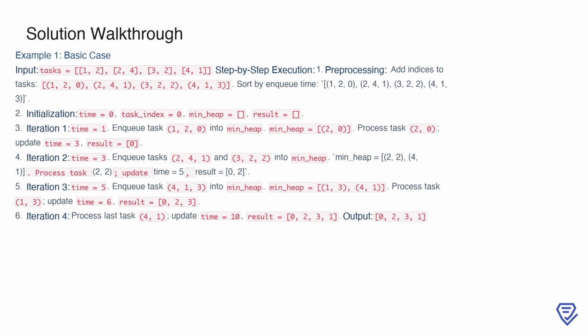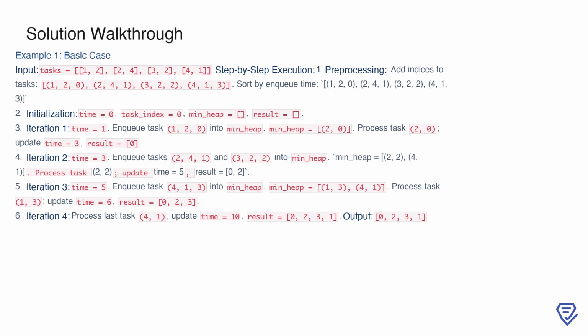In the first iteration, at time equals 1, we enqueue the first task, [1,2,0], into the min_heap, making it [2,0]. We then process this task, which takes 2 units of time, so we update time to 3 and append the task's index, 0, to the result. For the second iteration at time equals 3, we enqueue the next 2 tasks, [2,4,1] and [3,2,2], into the min_heap. The heap becomes [2,2], [4,1], because it prioritizes shorter processing times. We process [2,2], updating time to 5 and adding 2 to the result.